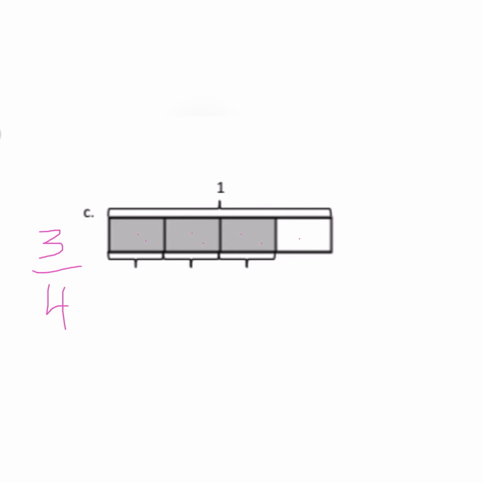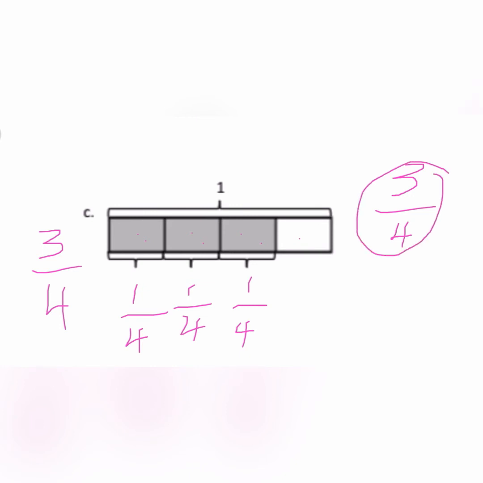Our next step is to label the 4 pieces of this diagram. I know if 3 of these pieces are 3/4, then each one of those pieces is 1/4. So I'll label this 1/4, 1/4, and 1/4. All right, and our next step is to draw a number bond. We're starting with the whole fraction, 3/4.